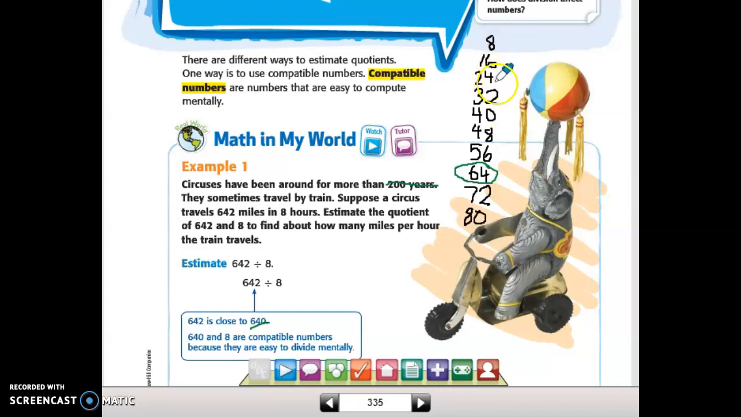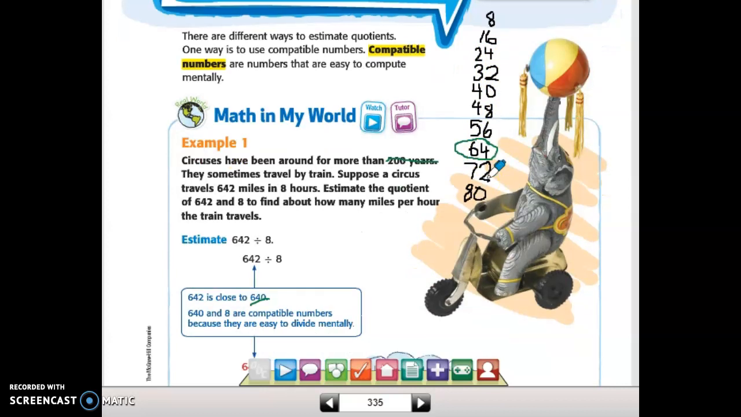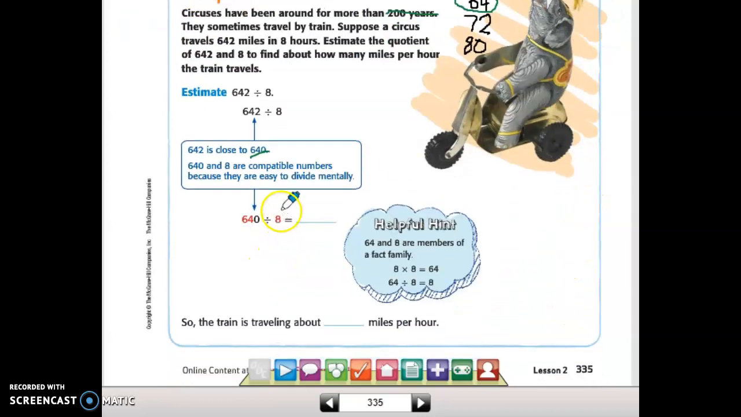1, 2, 3, 4, 5, 6, 7, 8 jumps down, which means 8 times 8 is 64, which it tells us here in the box. 8 times 8 is 64. And since we've got this 0 on, we also have to move our decimal or add a 0 onto our quotient. So the train is traveling about 80 miles per hour.